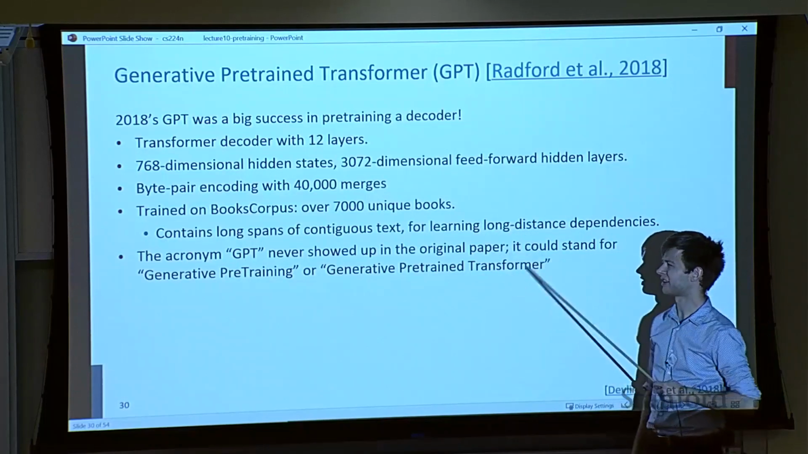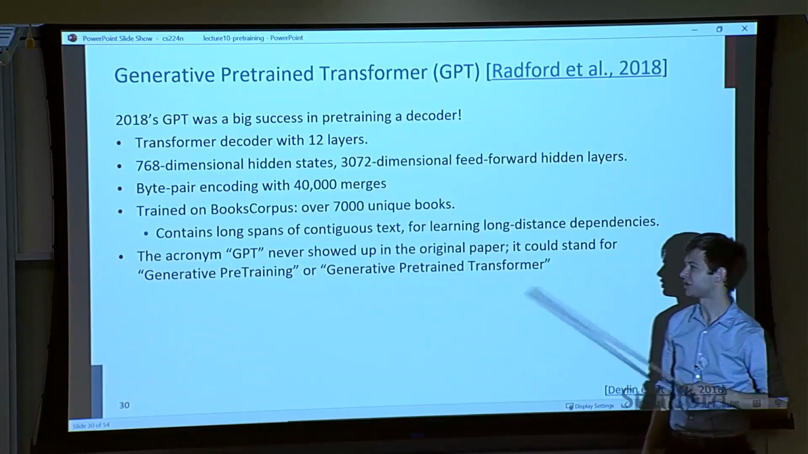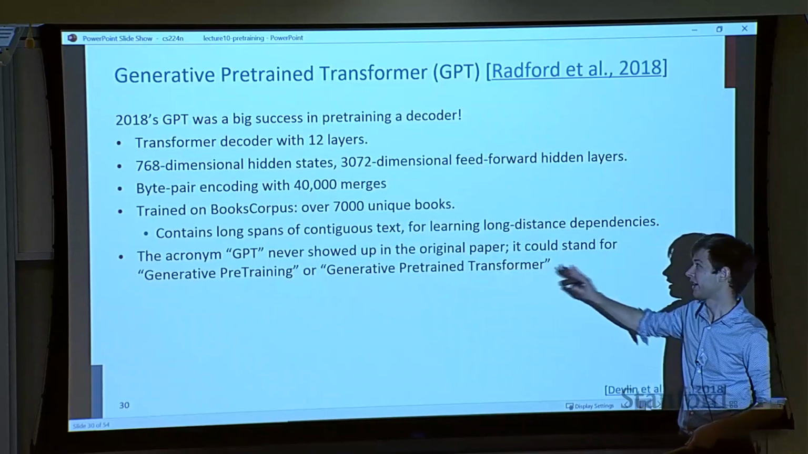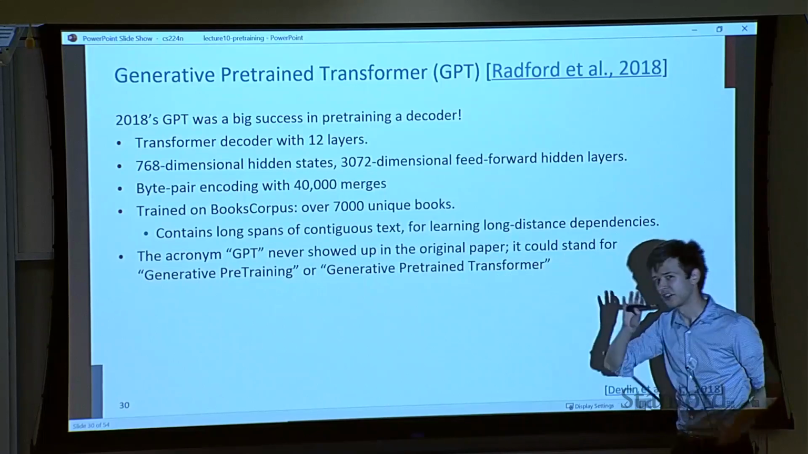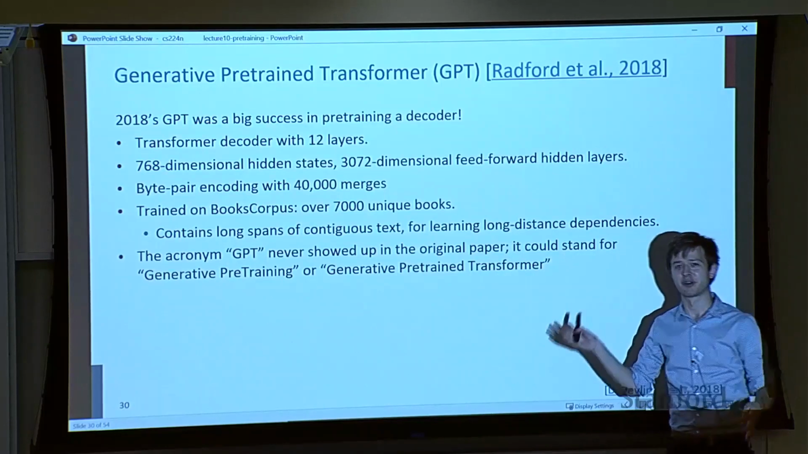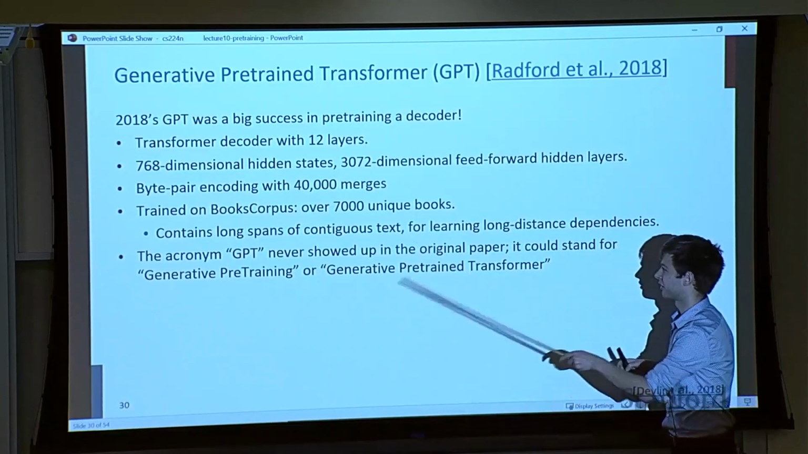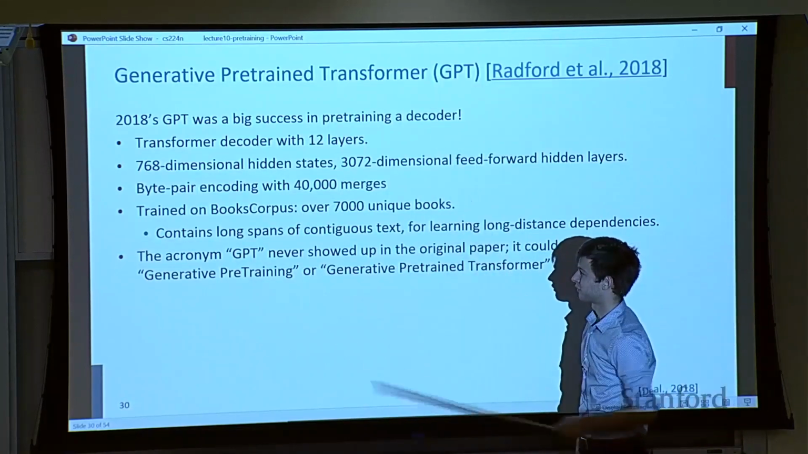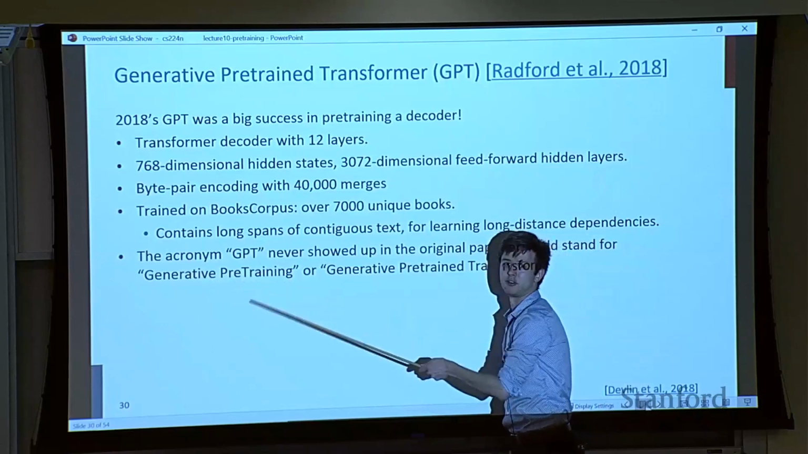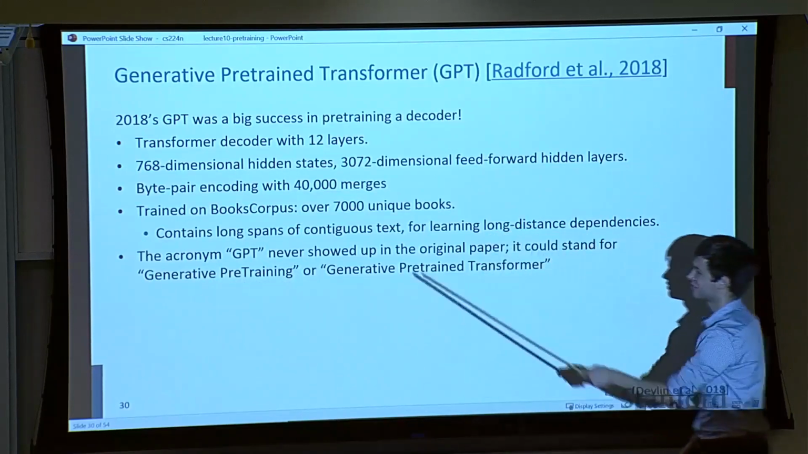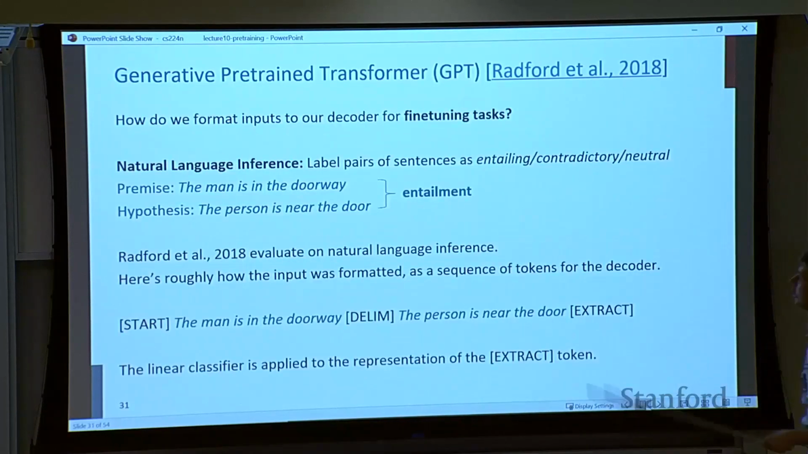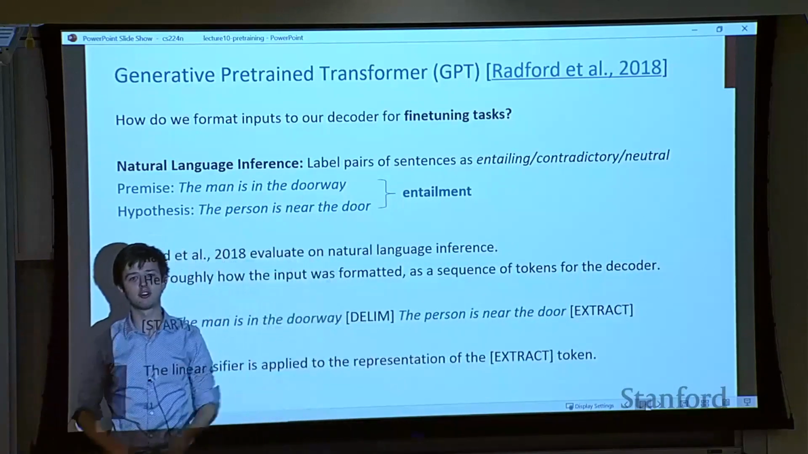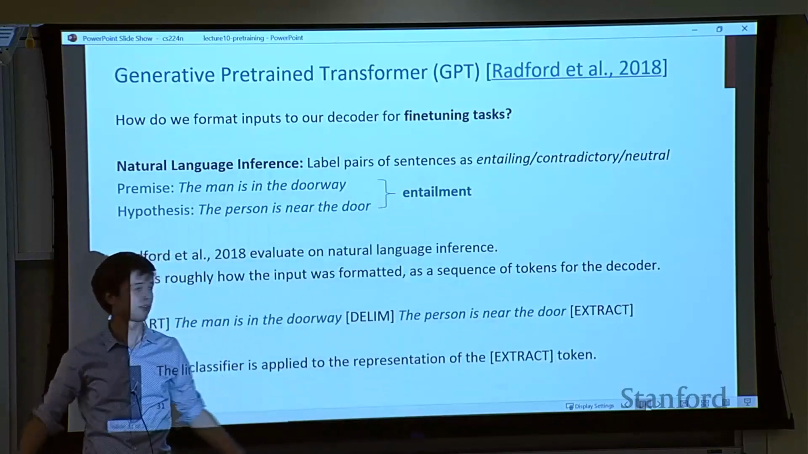And then a little treat here. GPT never showed up in the original paper or the original blog post as an acronym. It could refer to generative pre-training, which is what the title of the paper would suggest, or generative pre-trained transformer. I decided to say generative pre-trained transformer because the other seemed way too general. So, GPT. Okay, so they pre-trained this huge transformer decoder just on 7,000 books.